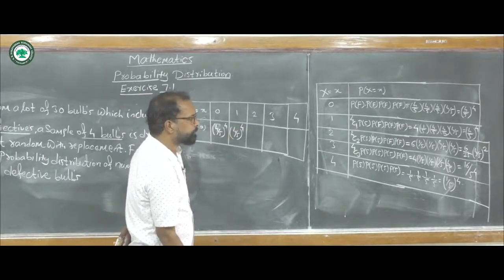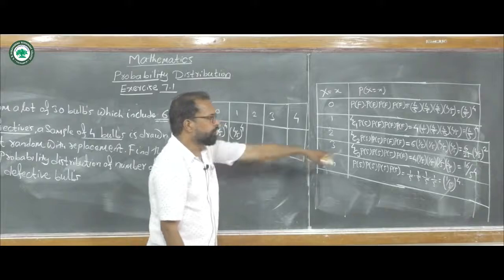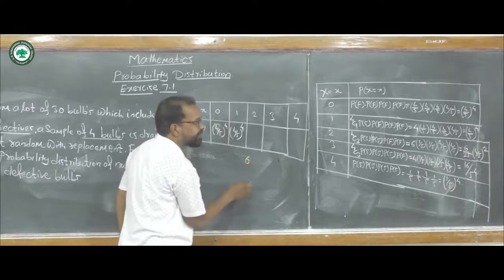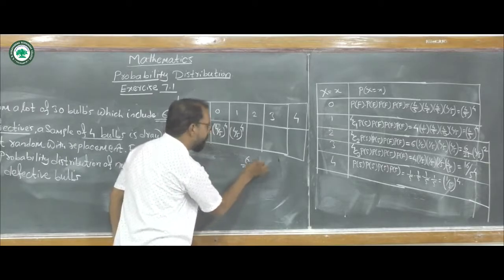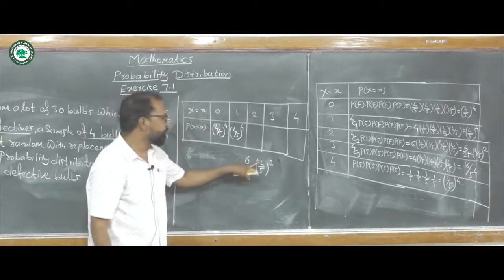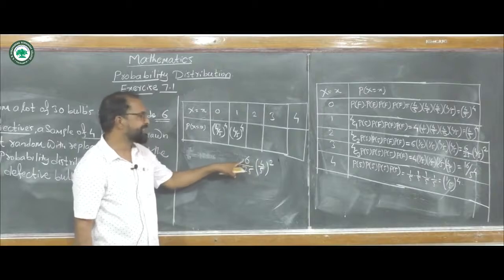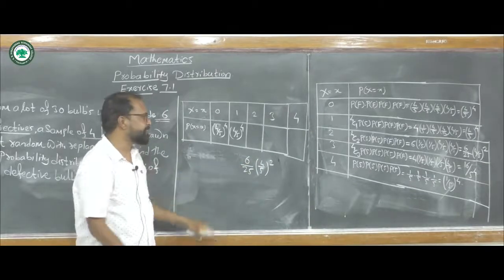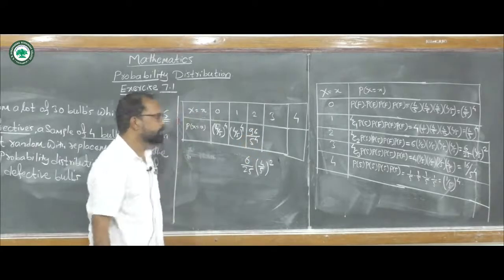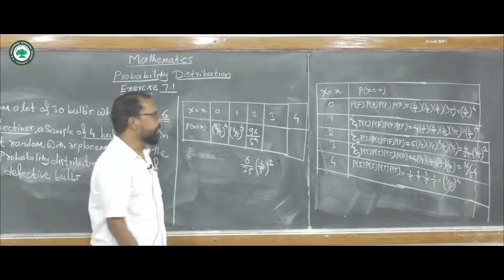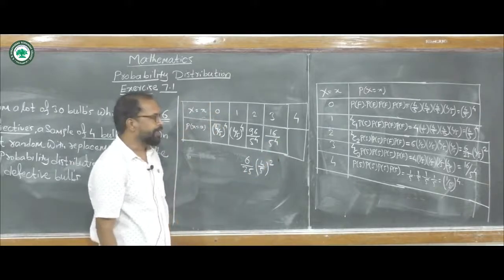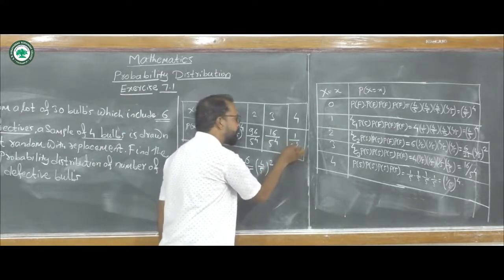Next one is 6 into, now for the second case, observe there, it is 6 into 6 upon 25 into 4 upon 5 square. Now 4 square is 16 and 16 into 6 is 96, so it becomes 96 upon 5 raised to 4. Third one, 16 upon 5 raised to 4. And lastly, 1 upon 5 raised to 4.